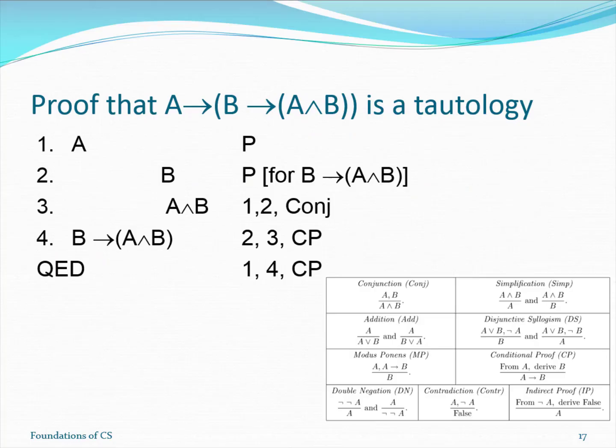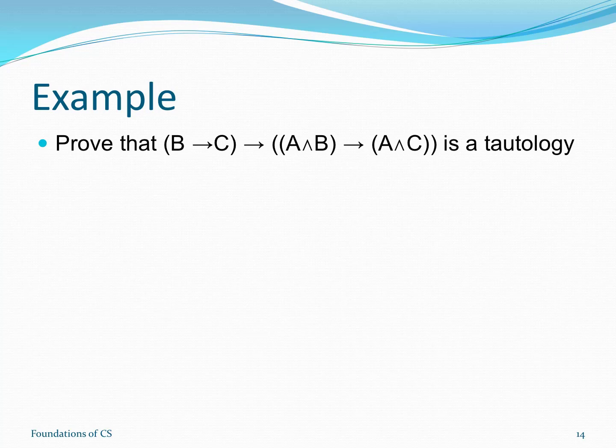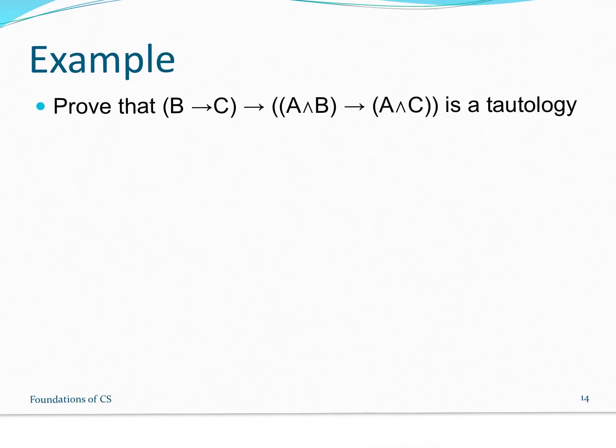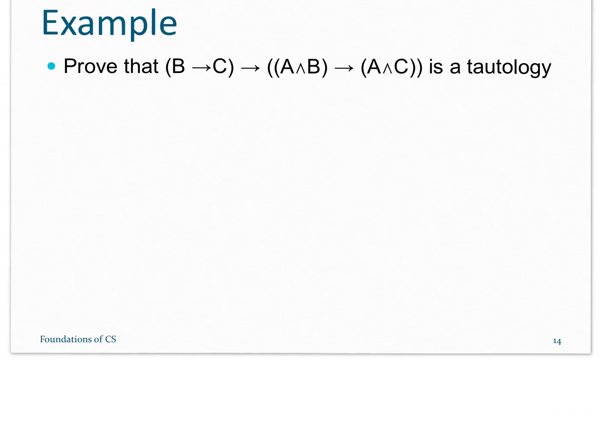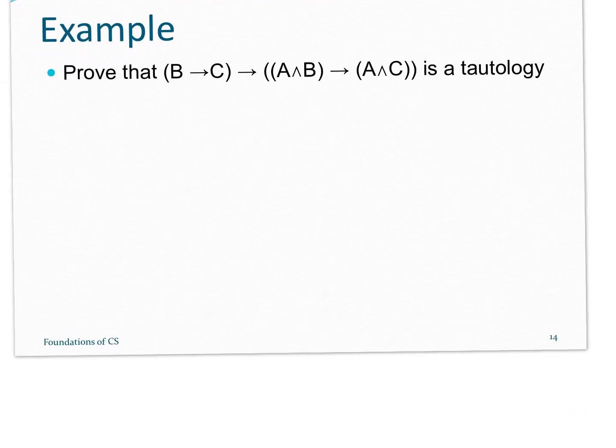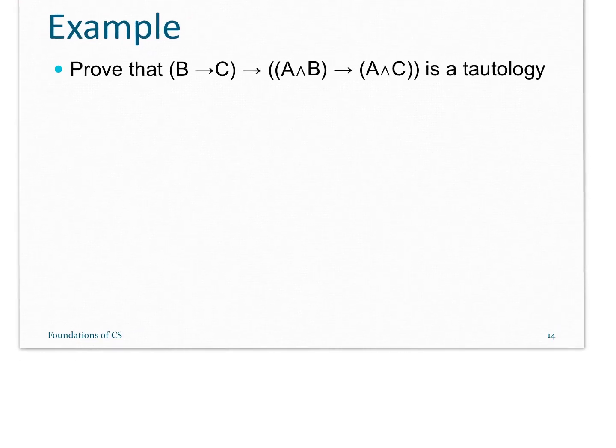And here's a much neater version of that same proof. Another example, I'm trying to prove something is a tautology. Check it out. Yet again, we've got that implies in there, which makes me think I'm going to use that whole conditional proof thing at the bottom.